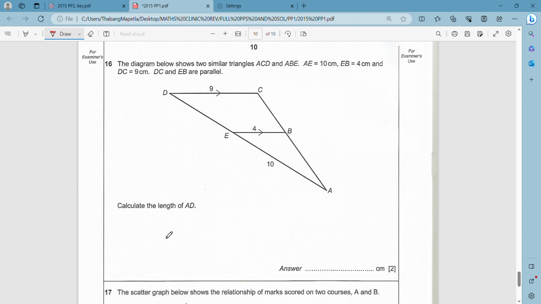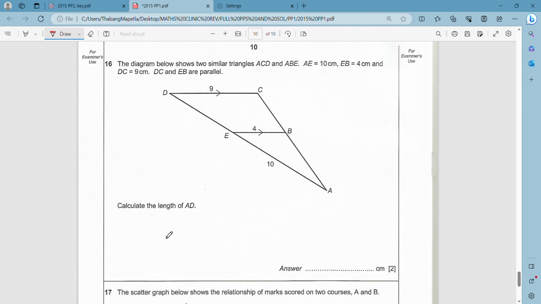Number B. The diagram below shows two similar triangles, ACD and ABE. AE is 10 centimeters, EB is 4 centimeters and DC is 9 centimeters. DC and EB are parallel. Calculate the length of AD. So this is similarity and congruence. We have a smaller triangle ABE and the bigger triangle which is ACD.